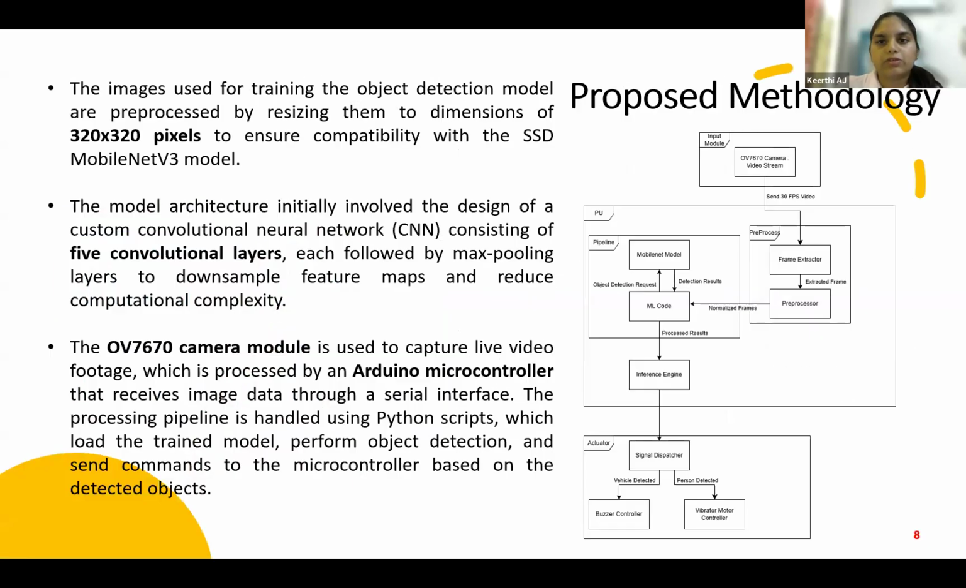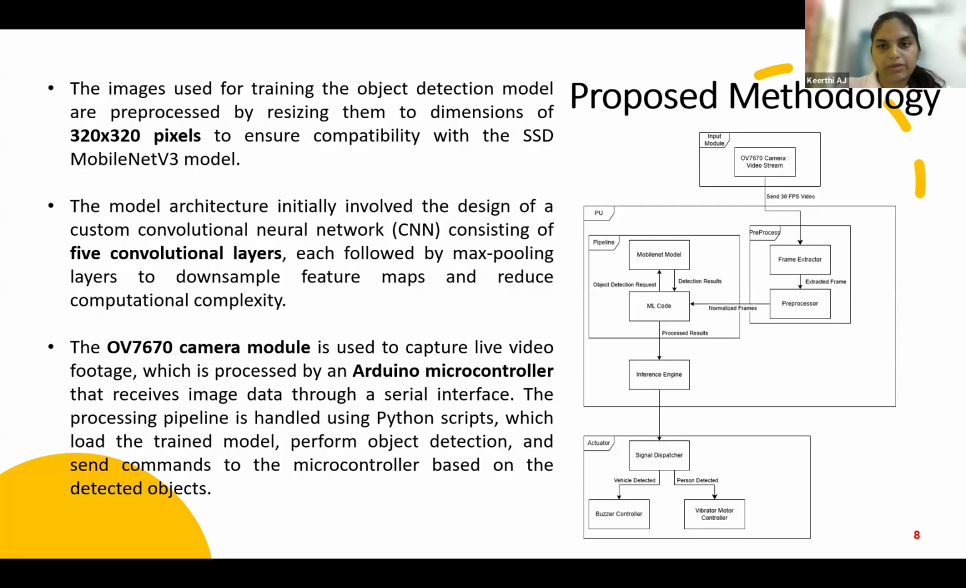Coming to the proposed methodology, as we discussed the modules before, in the input module, we have a camera module which gets the video stream from the environment. The camera module has the capacity to send 30 frames per second. That video is given to the frame extractor, which will extract the frames from the video captured from the environment. That is normalized and given to the model.